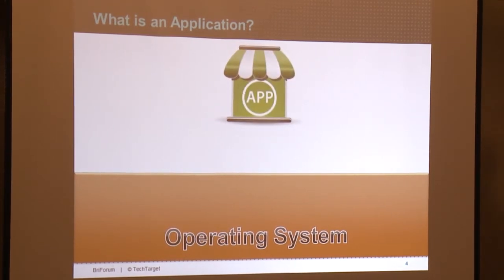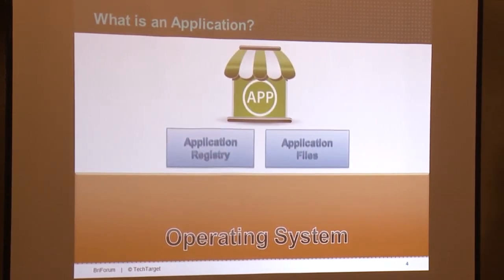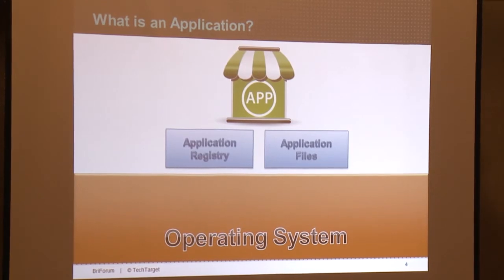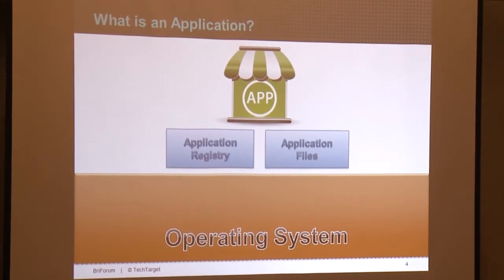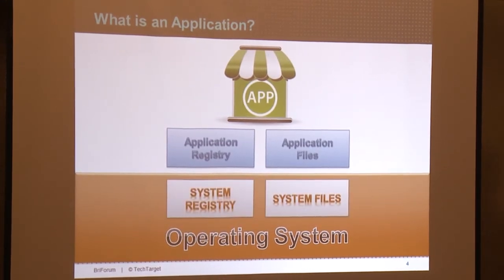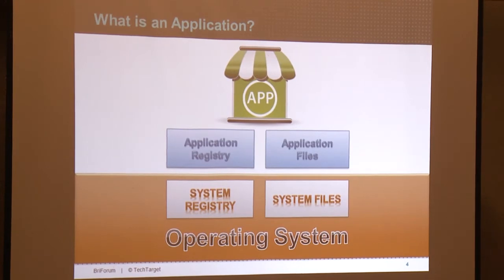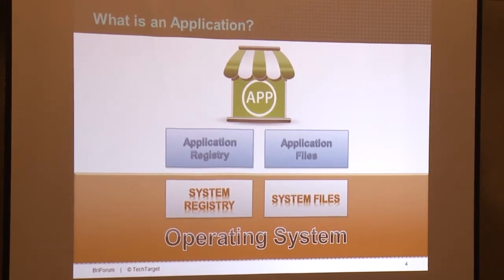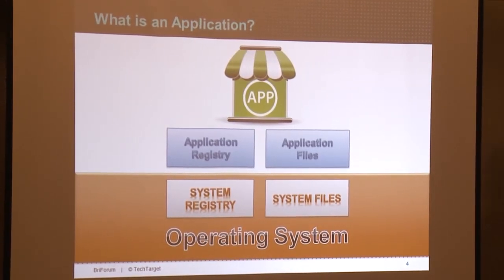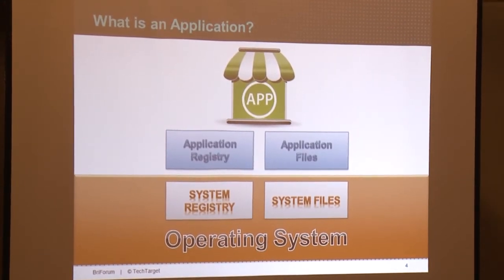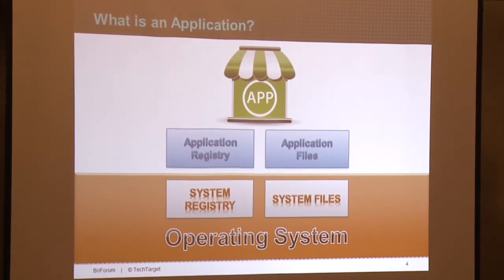So if I pop in my application, typically we know that the application has some registry and some files, executables, data, and those sorts of things. And then we know the operating system as well has different registry entries and system files. But in an ideal world, things would be broken across this line very cleanly, and it'd be very easy to differentiate between application files and registry and the system files and registry.